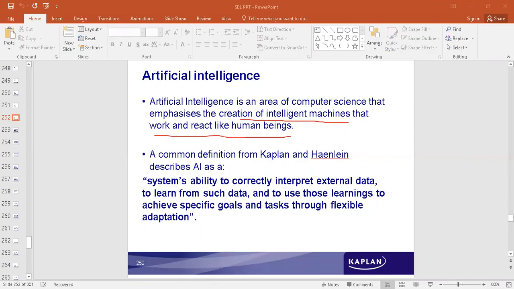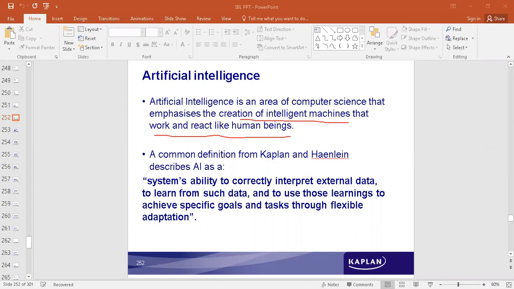But now, instead of only assigning tasks which are regular, repetitive to the machines, now there is an effort to make the machines also take decisions like human beings. They are created in such a way that they are now able to work and react like human beings. Okay, that is about artificial intelligence.